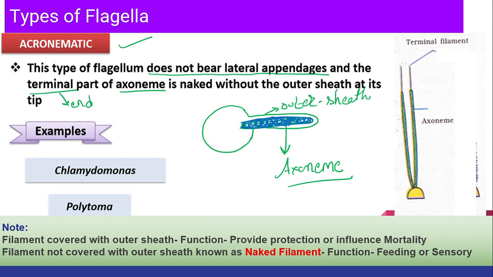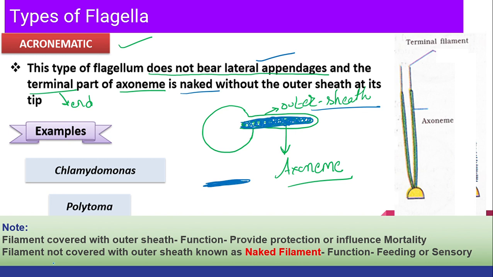So can I say it is naked? No, it is not, right? When axoneme is covered by outer sheath, I cannot call it naked. Just like if you are wearing clothes, you are not naked, right? Same way here, the axoneme has worn clothes. What is that cloth? That is nothing but your outer sheath. So when that is present, we will not call it naked. But here, how is it? There is no lateral appendages and terminal part of the axoneme is naked. That means how it will be? It will be like this. This is your axoneme.